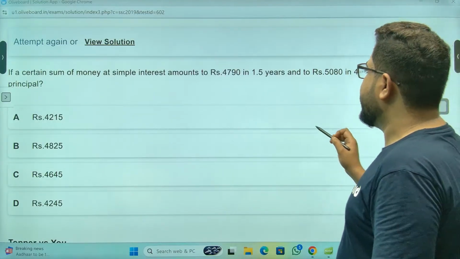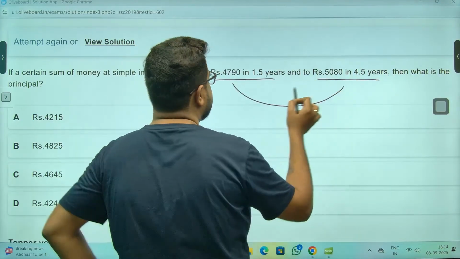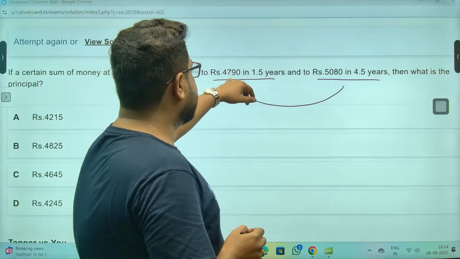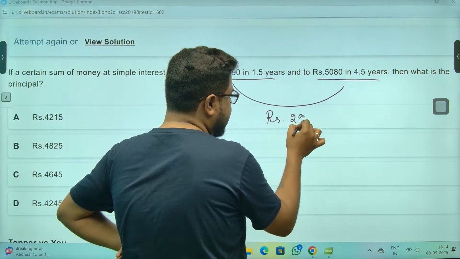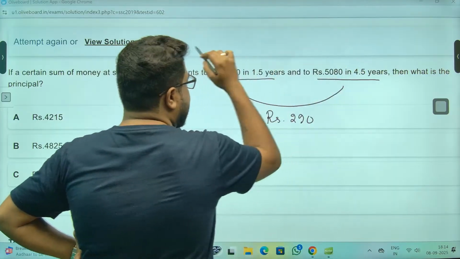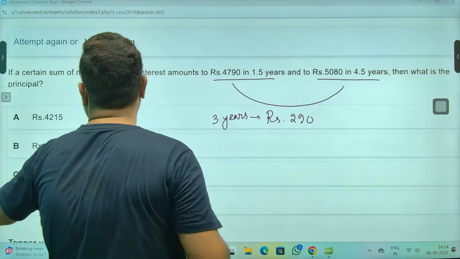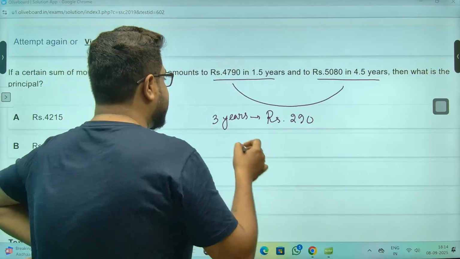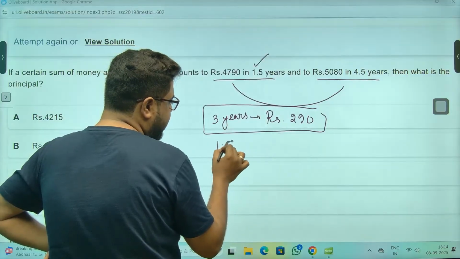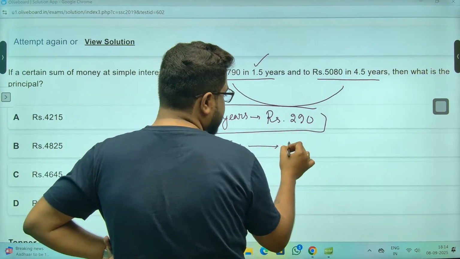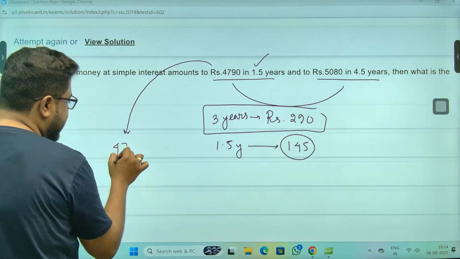So, simple interest. A certain sum amounts to this much in 1.5 years and this much in 4.5 years. So what is the difference? 210 and 80, 290 rupees. In how many years? 4.5 minus 1.5, so 3 years. What is the principal? It's very simple. So 3-year interest is this much, so 1.5-year interest is 145 rupees. So principal will be 4790.